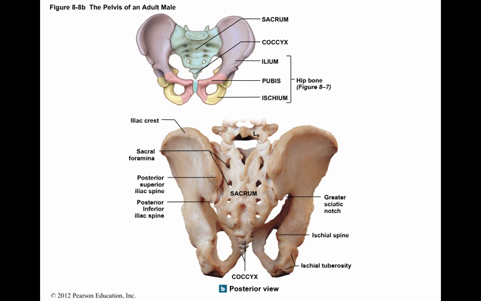Here we see a posterior view. On the ischium, the ischial tuberosity is a roughened projection that's located at the posterior and lateral edge of the ischium. When you are seated, you are sitting on your ischial tuberosities.